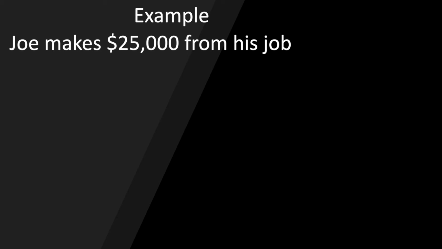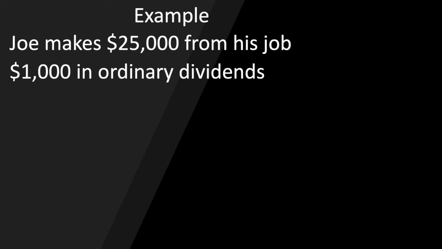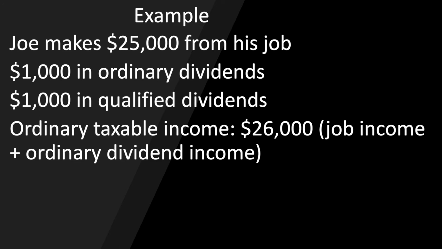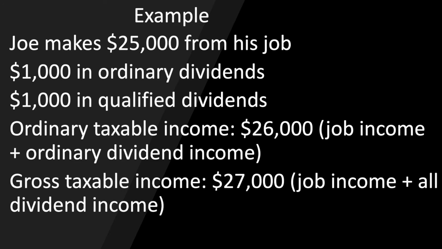Let's say that Joe makes $25,000 from his job and makes an additional $1,000 in ordinary dividends and $1,000 in qualified dividends. Joe's ordinary taxable income is $26,000 and his gross taxable income is $27,000. So let's calculate what Joe's effective tax rate is so we can determine how much of his ordinary dividend income he'll keep. First, we take Joe's ordinary taxable income and subtract $9,700.